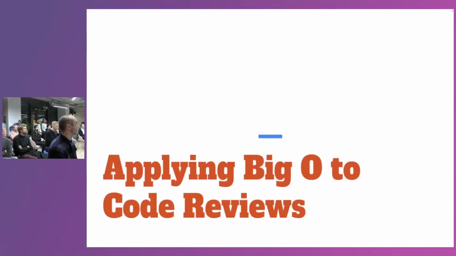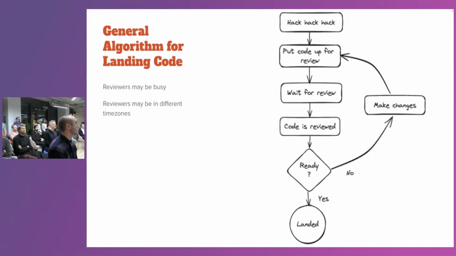So how does that apply to code reviews? I'm going to talk about the algorithm of landing code. It's a very general algorithm. So we're going to hack, and then we're going to put the code up for a review, and we're going to wait for the review. And you might say that the reviewers are just like you, they're engineers, so they're going to be busy. And also reviewers might be in different time zones, so you might have to wait a little while.